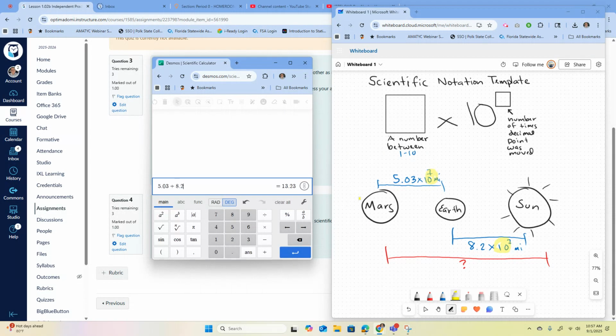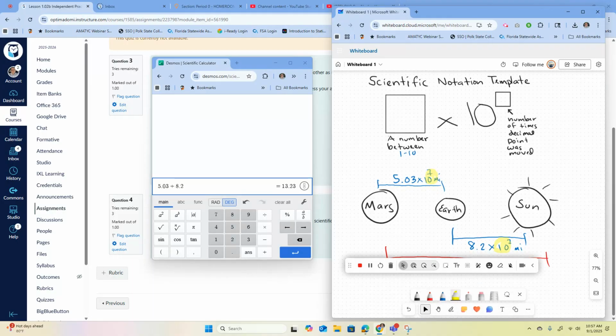The numbers that are not powers of 10, the decimals, are in between 1 and 10 because these two numbers were written in scientific notation. And when I add them, I get 13.23. Let me write that down: 13.23 times 10 to the 7 power miles.